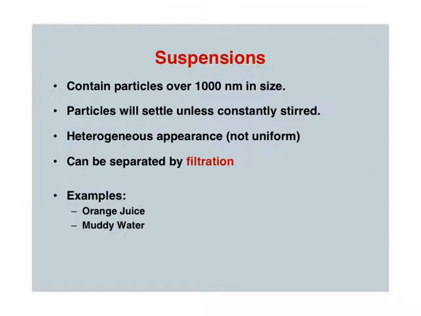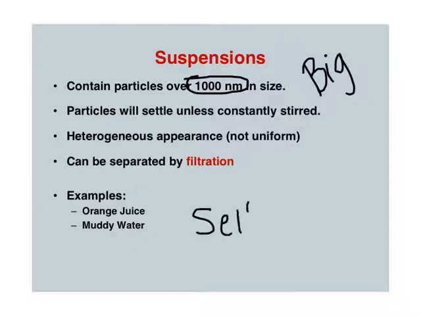The first one we're going to talk about are suspensions. Suspensions have particles that are over 1,000 nanometers in size. Now, guys, that doesn't mean a lot to you, but just think these have big particles in them. They have big particles that will settle out. Okay, suspensions will settle out. This is one of the indicators as to which one it is.